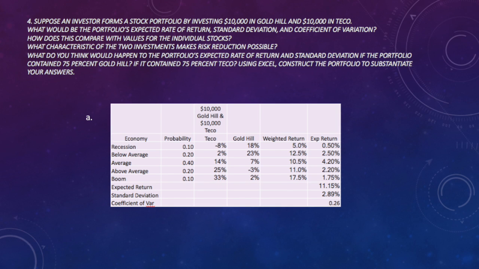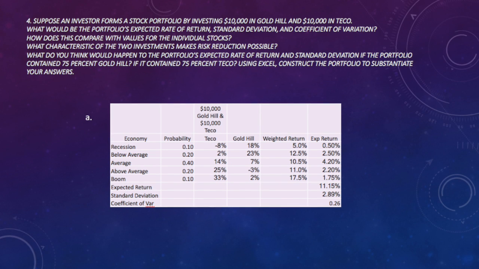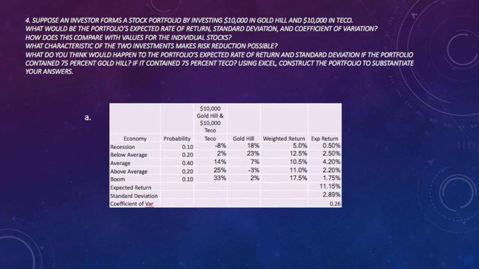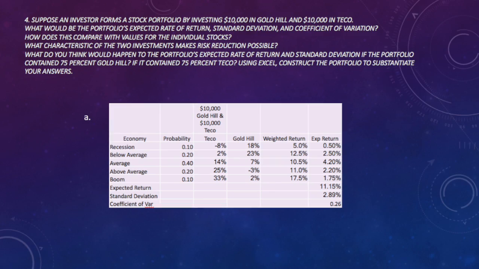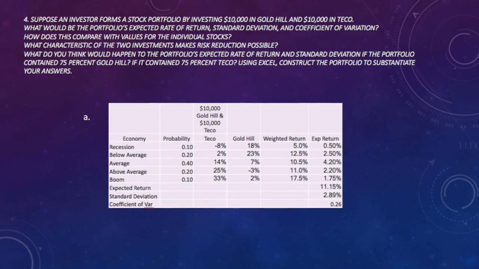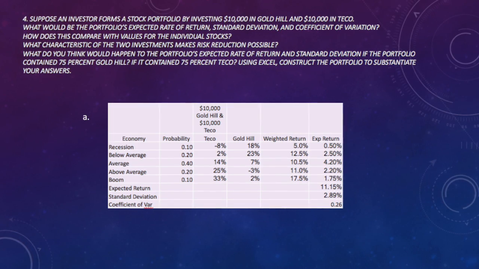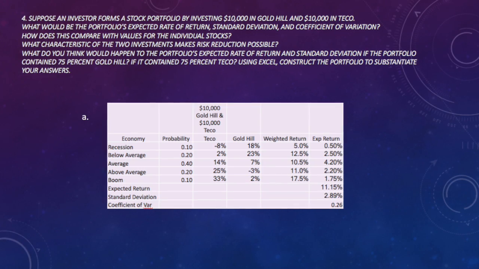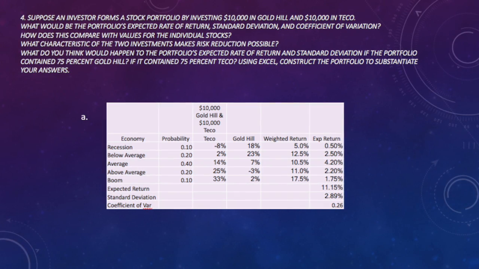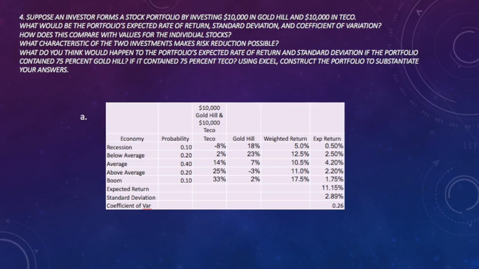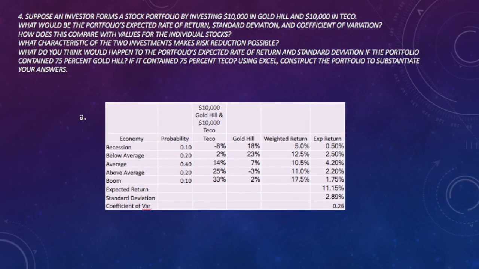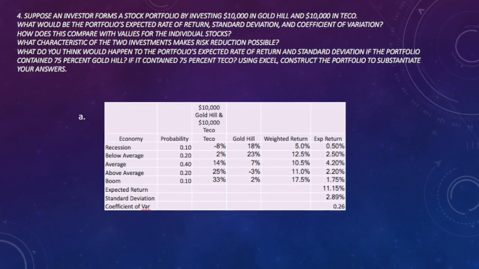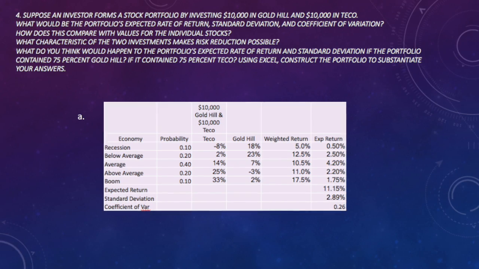Question 4. Suppose an investor forms a stock portfolio by investing $10,000 in Gold Hill and $10,000 in TECO. What would be the portfolio's expected rate of return, standard deviation, and coefficient of variation? How does this compare with values for the individual stocks? What characteristic of the two investments make risk reduction possible? And what do you think would happen to the portfolio's expected rate of return and standard deviation if the portfolio contains 75% Gold Hill?